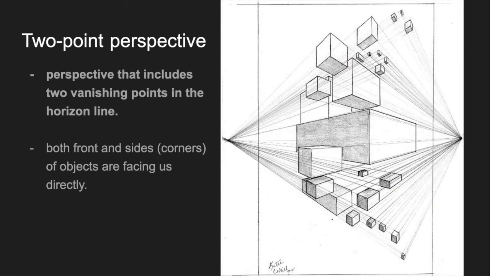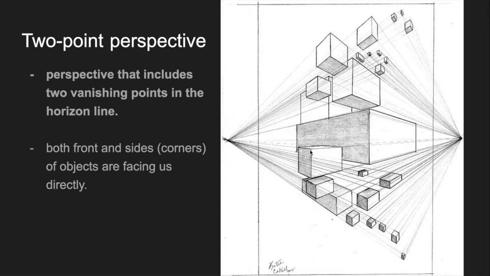Two-point perspective is the next category of linear perspective. So this includes two vanishing points on the horizon line. And you can tell that something is in two-point perspective when you're able to see two sides of an object. So with these cubes, you can see two very prominent sides. They might be different sizes, but you're still able to see two at once.